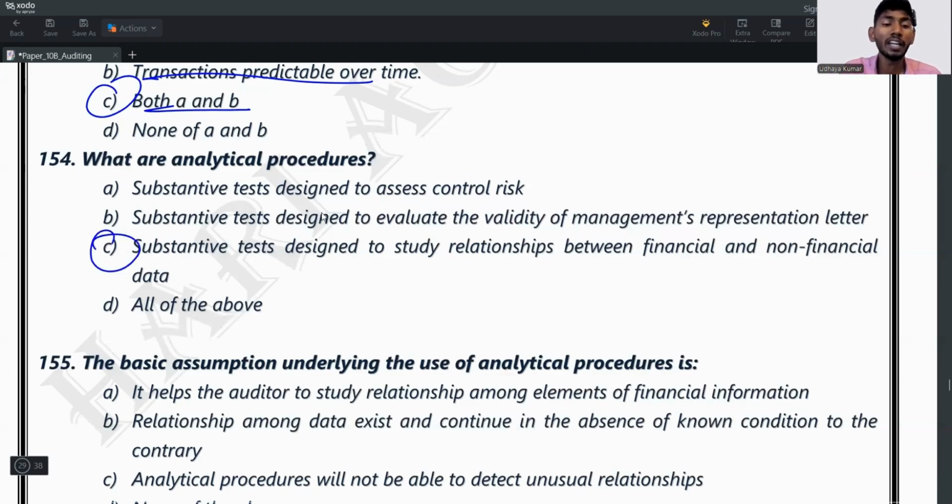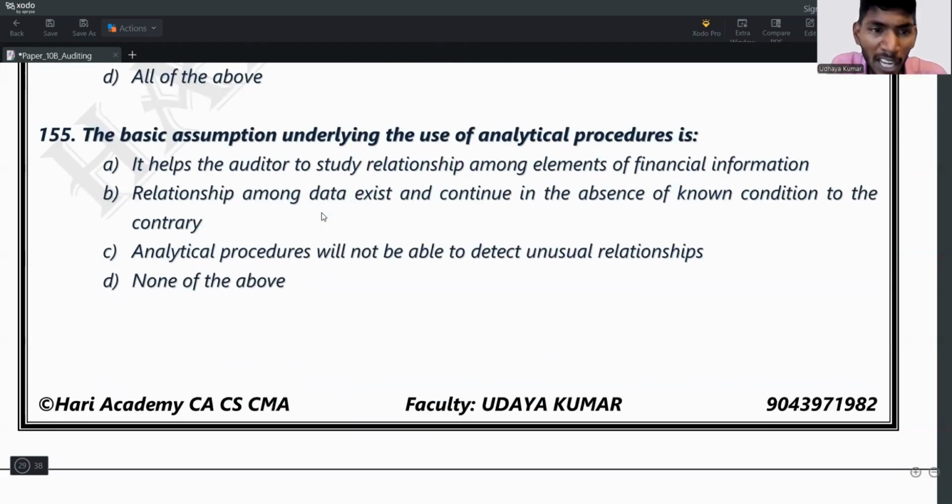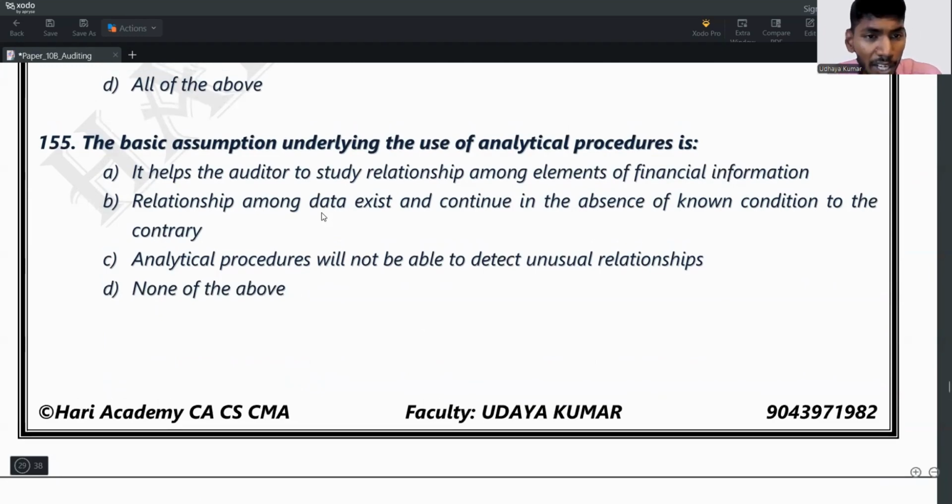Okay, so question 155, the basic assumption underlying the use of analytical procedure is what? It helps the auditor to study relationship among elements of financial information. Okay, relationship among data exists and continues in the absence of known conditions to the contrary is the right option. Analytical procedures will not be able to detect unusual relationship, how is it the right answer, right?